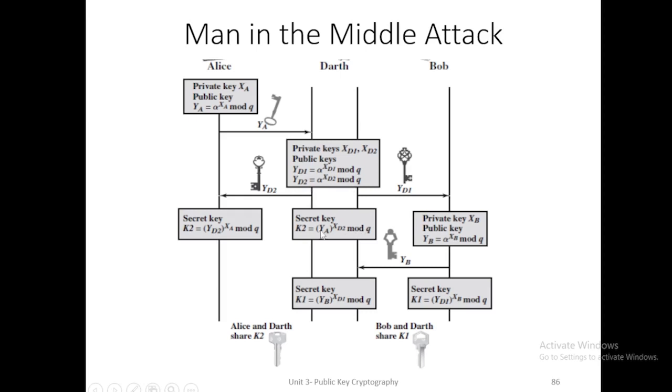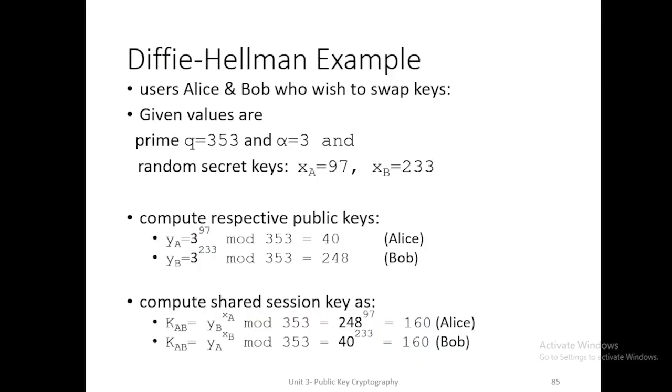Now Darth has the public key Ya and the public key Yb. Using the Ya and Yb values, he calculates the secret keys K2 and K1. So Alice and Darth have the secret key K2, and Darth and Bob have the secret key K1. If Alice and Bob exchange among themselves, they would identify that the keys are the same. But those keys are generated only by Darth, because he tried to access Ya and Yb. This type of attack is called the man in the middle attack, which was done on the Diffie-Hellman key exchange algorithm. So this is the overview of that algorithm.